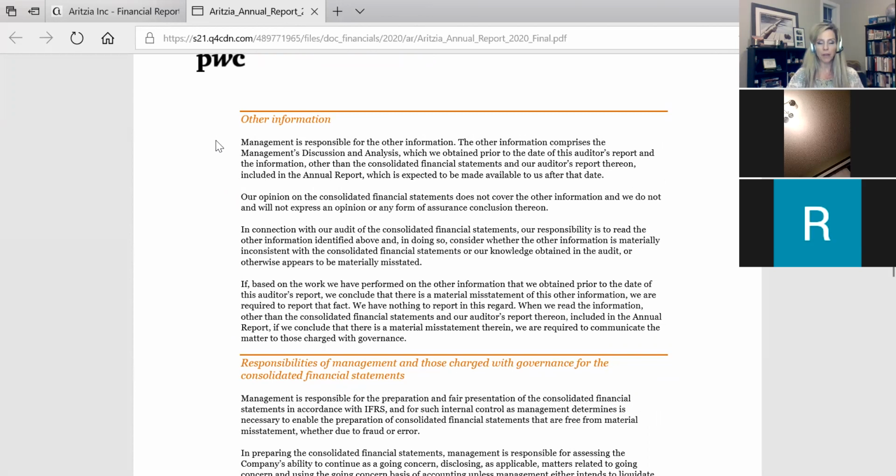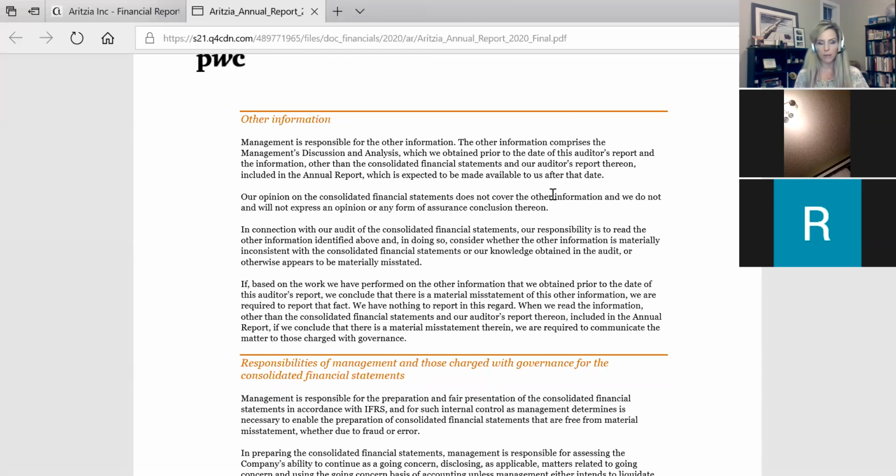And then they go on to talk about other information. What they're telling us here is that management is responsible for one part of the information and we are responsible for another, the financial. Basically, management has prepared the financial information. The auditors are not there all year. Management is, and they prepare the statements. The auditor comes in and provides assurance that those statements are, for lack of a better term, true and correct, that they're prepared in accordance with IFRS, International Financial Reporting Standards.